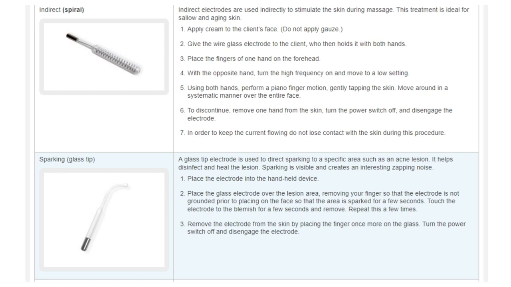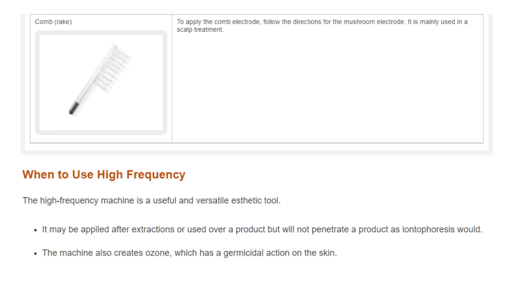Repeat this a few times. Remove the electrode from the skin by placing the finger once more on the glass. Turn the power switch off and disengage the electrode. Comb, rake. To apply the comb electrode, follow the directions for the mushroom electrode. It is mainly used in a scalp treatment.